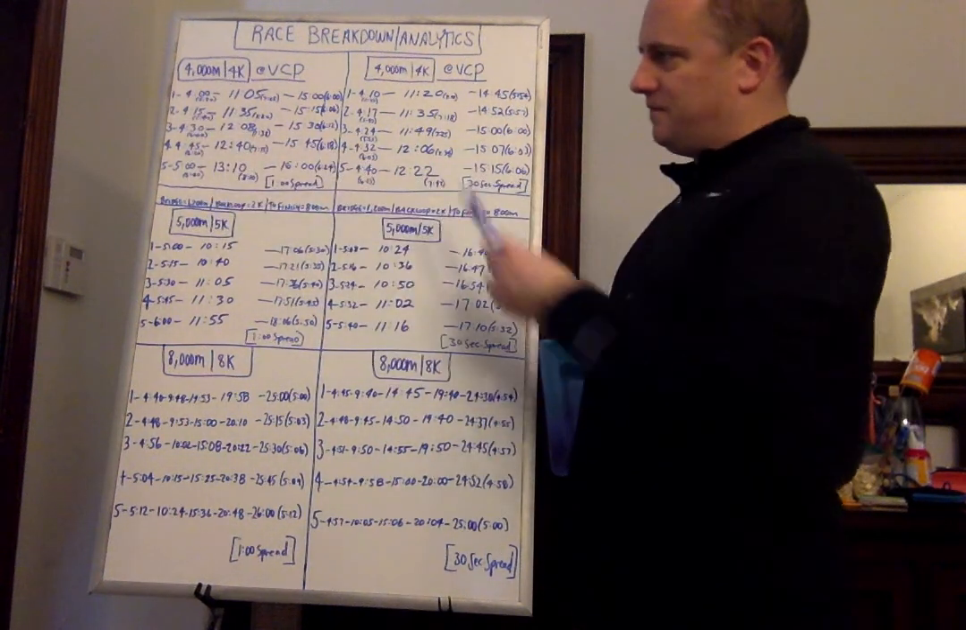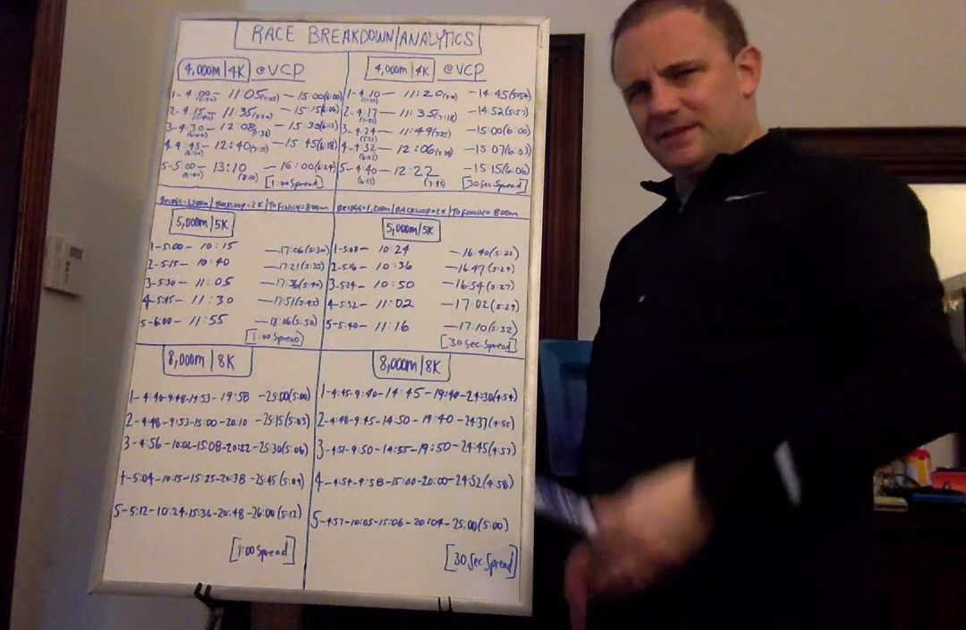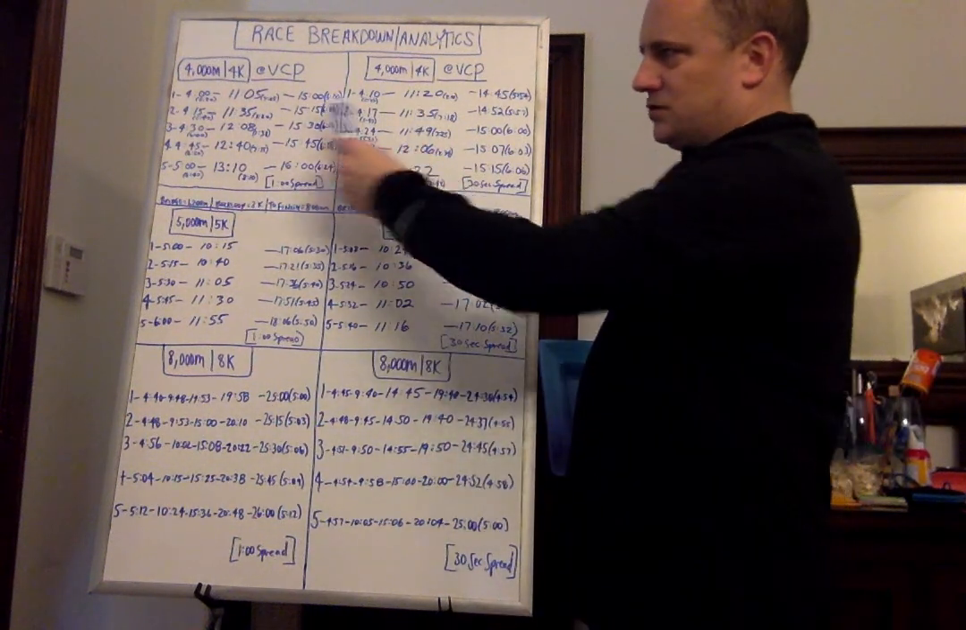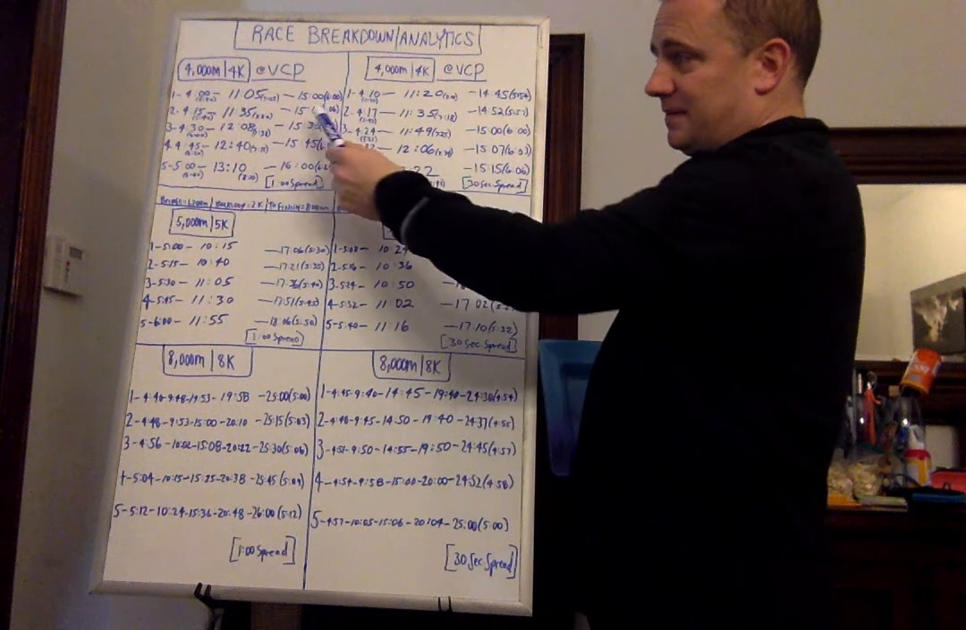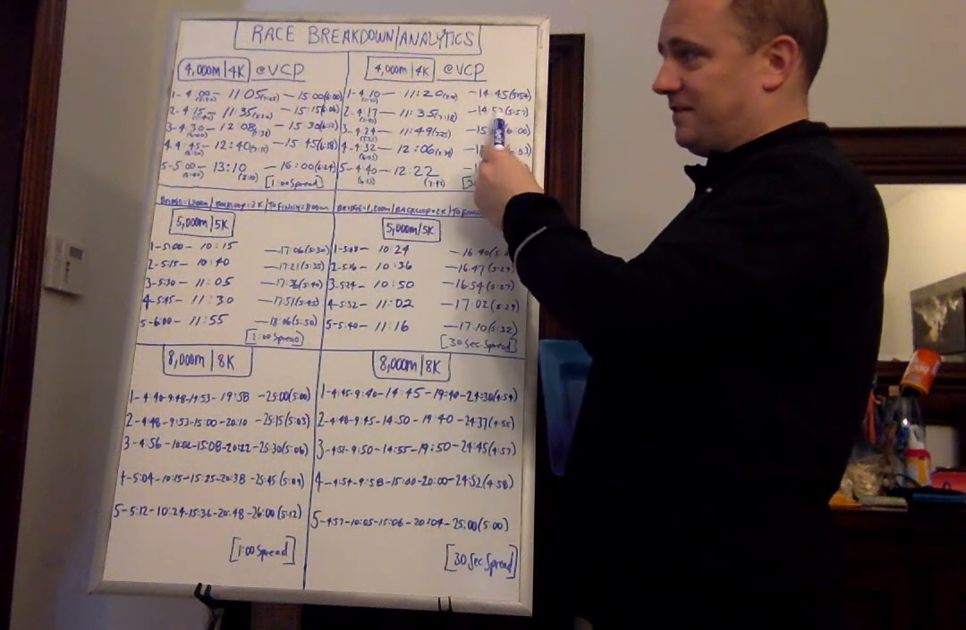Number 2 athlete goes out in 4:17 instead of 4:15, so relatively the same. But now is also coming through in 11:35. But again, instead of finishing in 15:15, finishes in 14:52.